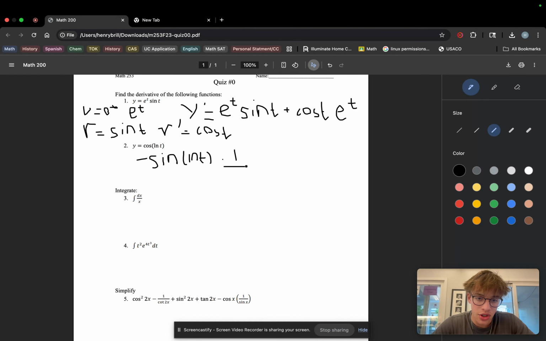1 over t. So 1 over t, and now simplifying this, we can get our final answer, where y prime equals negative sine of ln t, and then that is all over t. All right. So add the t, not a very good t, but there.